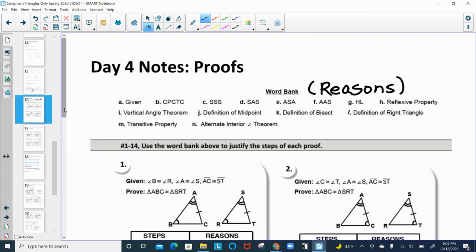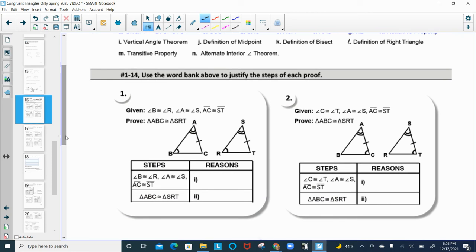Okay, so on page 16, in proof number 1, you have a triangle where you have angle B is congruent to angle R, and they have marked those with one arc mark. You have angle A is congruent to angle S, and they have marked those with two arcs. And then you have AC is congruent to ST, and they have marked those sides with a tick mark.